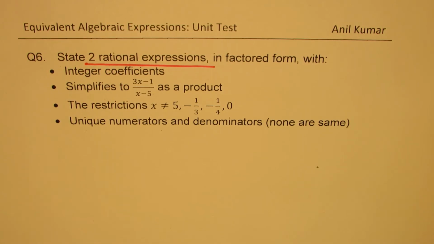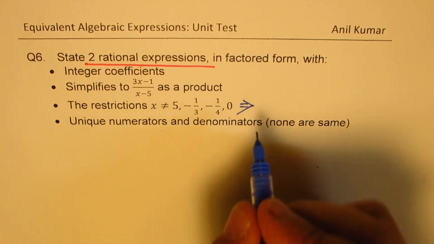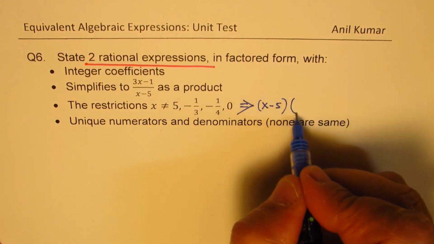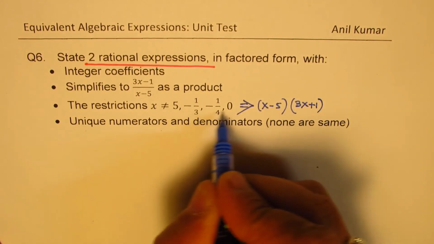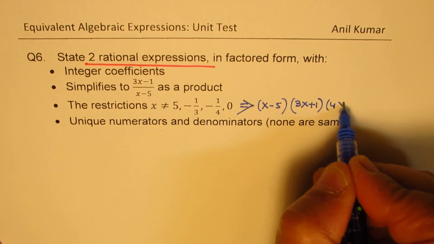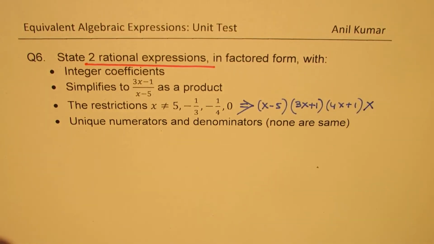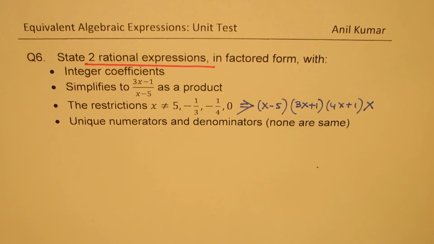Now let us try to understand how do we incorporate these restrictions. Now these restrictions imply what? Let me write down the factors. So we need a factor x minus 5. We need a factor which should be 3x plus 1. And for this we need a factor which is 4x plus 1. And for this we need a factor which is x. Correct? I mean x, right? So these are the factors which should be there in your expression.